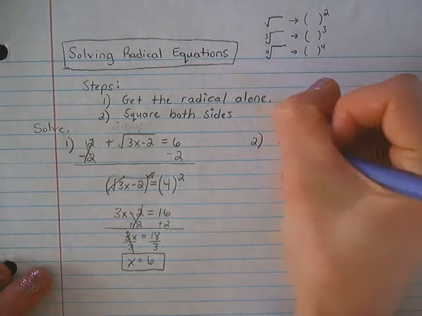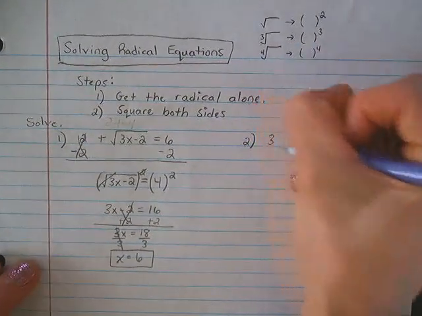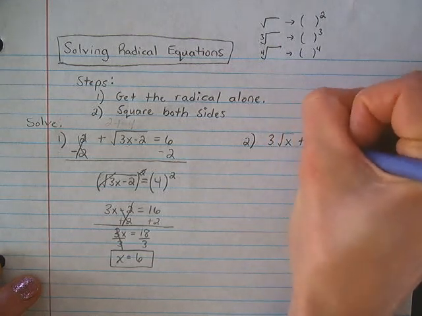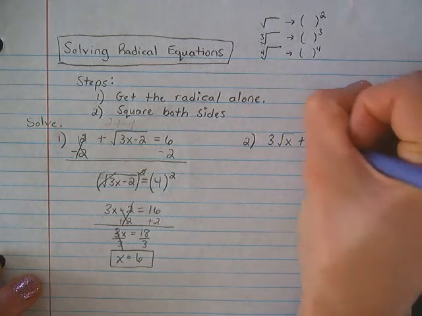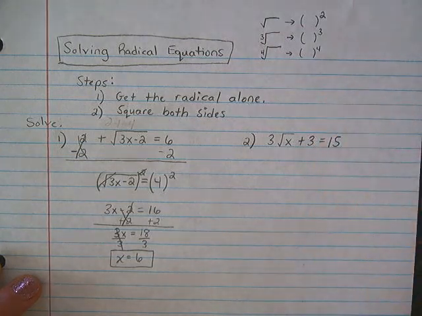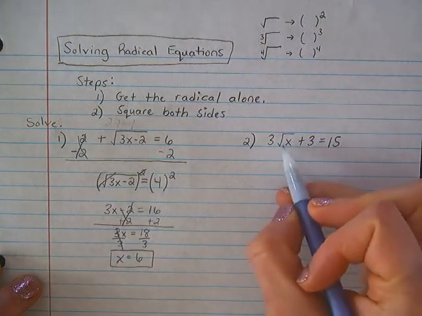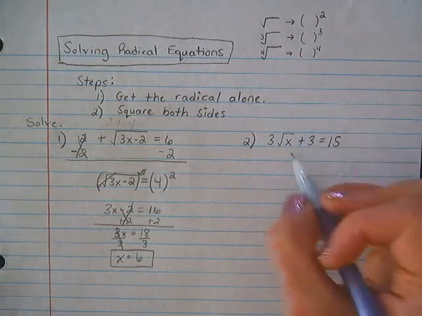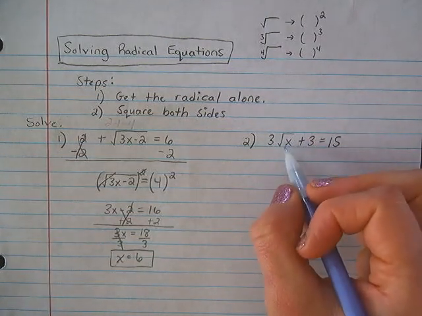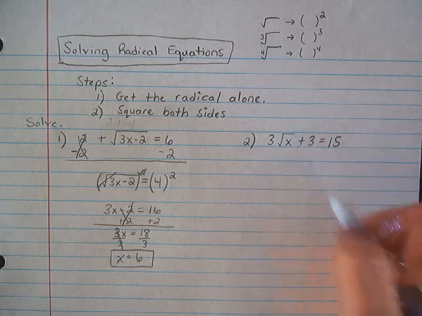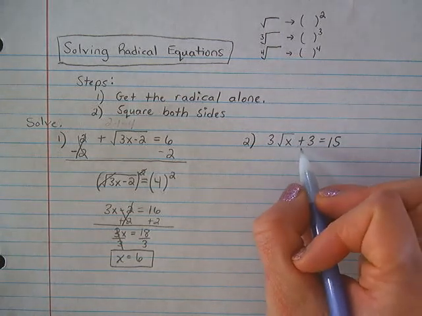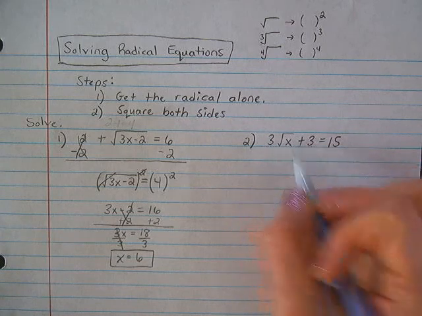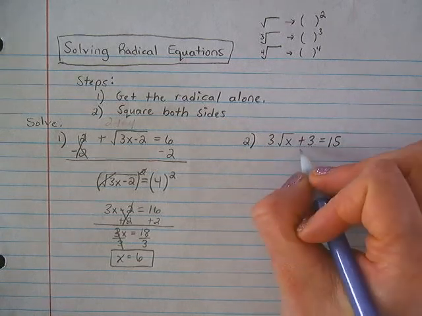So let's say that we have 3 times the square root of x plus 3 equals 15. All right, same thing as before. You've got an x underneath a radical. To solve that equation, you've got to get the radical part by itself. So now you've got a 3 being added and a 3 being multiplied times it. You always start with the adding and subtracting.